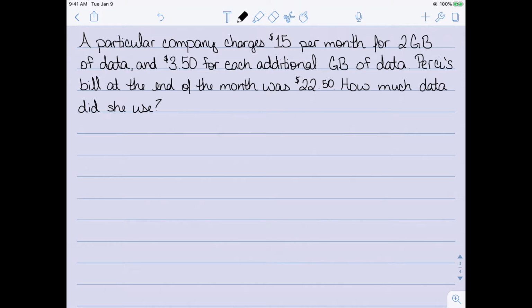So we've read the problem. We wanted to find our variable. What we're looking for is the amount of data used. We'll let x be equal to the total data used. Next, let's organize our information. Our first 2 gigabytes of data don't get charged. Only what comes after 2 gigabytes. So the excess data used is going to be x minus 2, everything over 2.